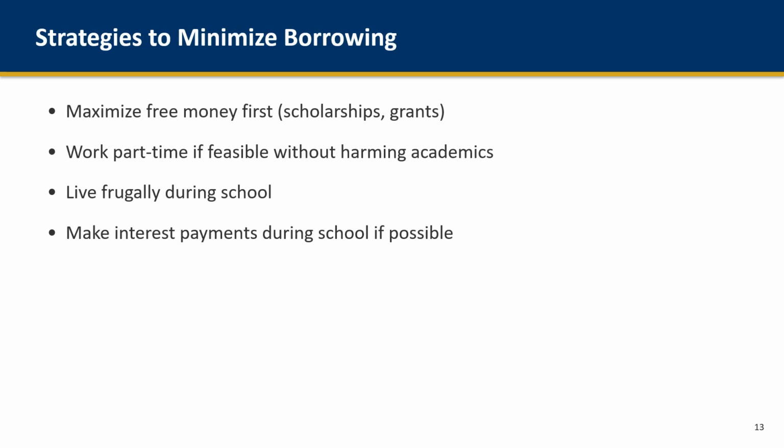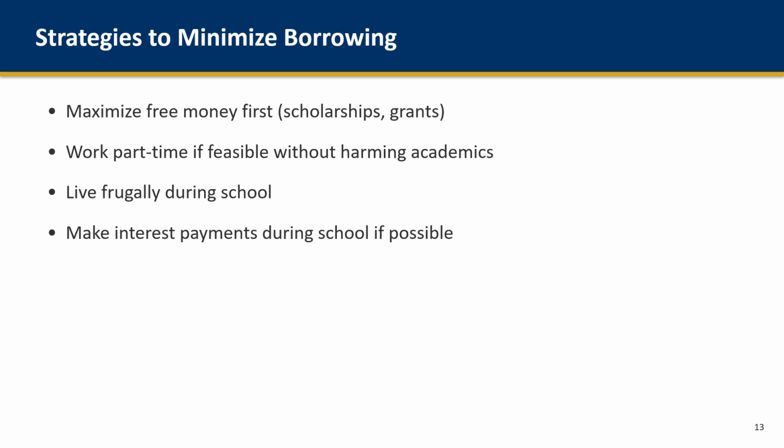Implement strategies to minimize how much you need to borrow. Maximize free money first. Apply broadly for scholarships and fellowships as we discussed earlier. Every dollar in scholarships is a dollar you don't need to borrow or repay. Work part-time if feasible without harming your academic progress. Graduate assistantships provide funding and experience. Part-time work in your field builds your resume. The key is ensuring work doesn't compromise your educational success.